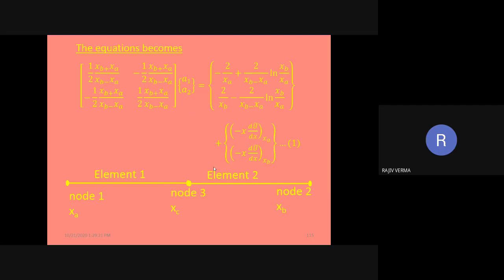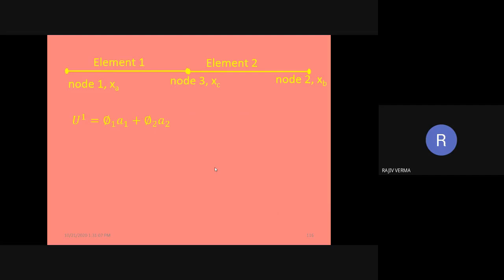Now, in the next slide, we are going to discuss something about continuity. So, we have two elements on display. The trial function for element number 1 is going to be u1 is equal to a1φ1 plus a2φ2, where the expressions for a1 and a2 are on display. They are in terms of xa and xc, and they have been derived in a manner similar to what we have done in the previous classes.